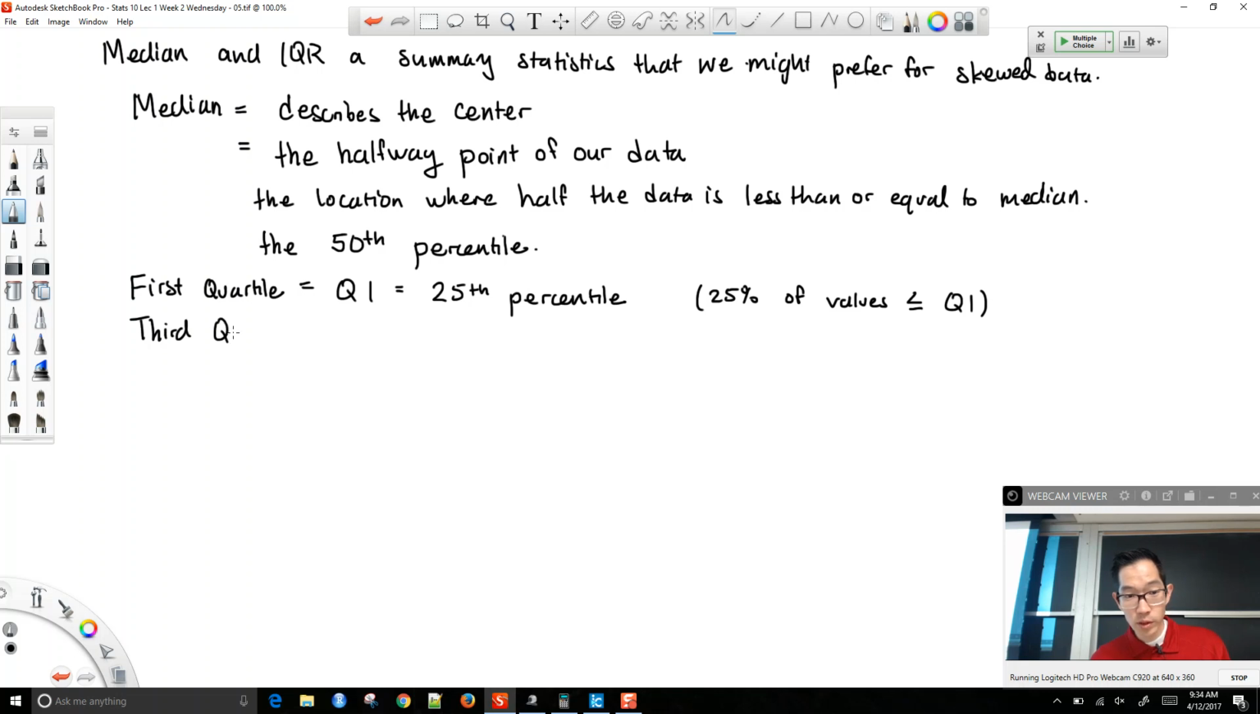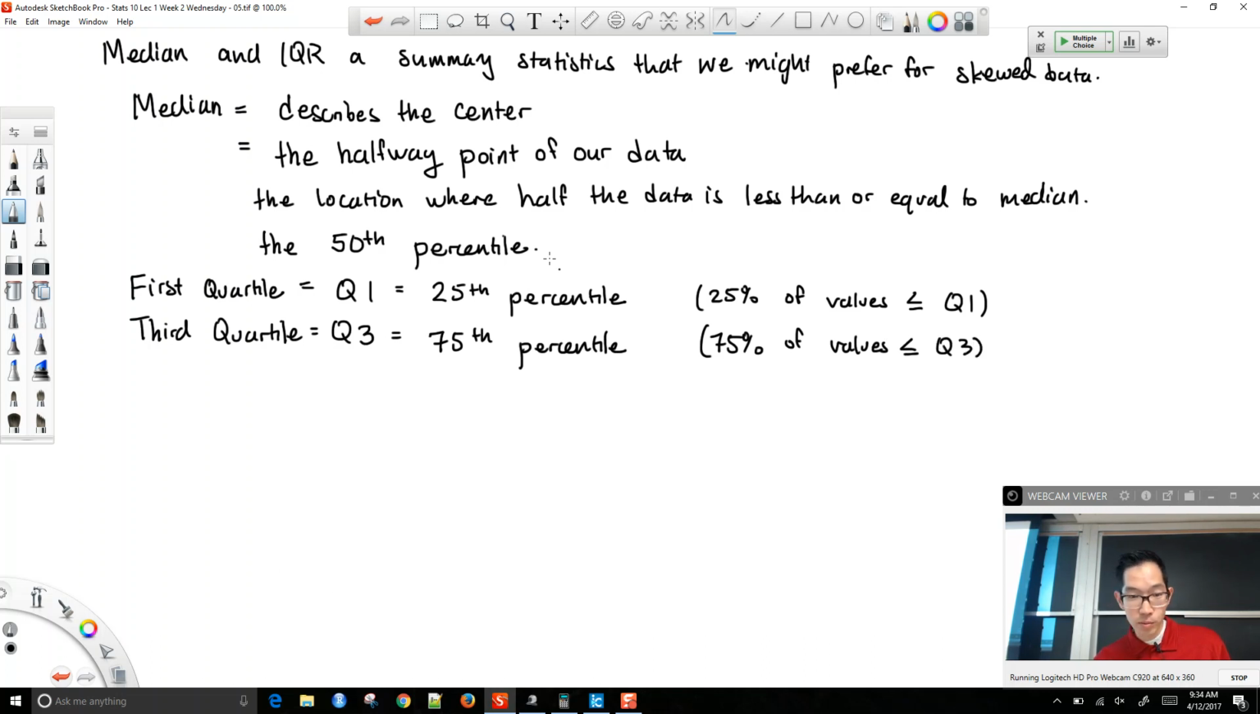We also have the third quartile. And so where do you think the third quartile is? Q1's the 25th percentile, the median's the 50th percentile, the third quartile would be the, exactly, the 75th percentile. So 75% of the values are less than or equal to Q3, okay?